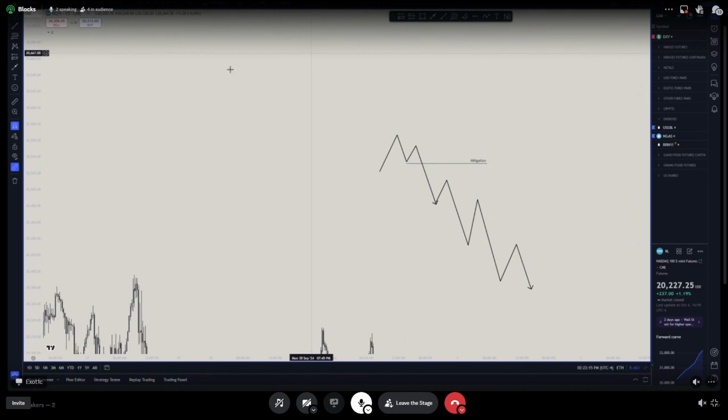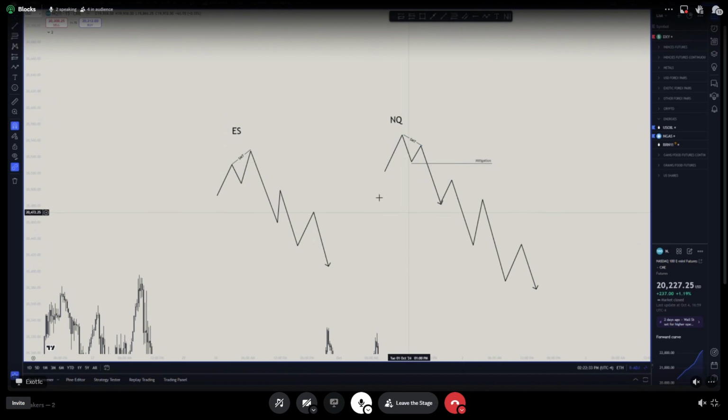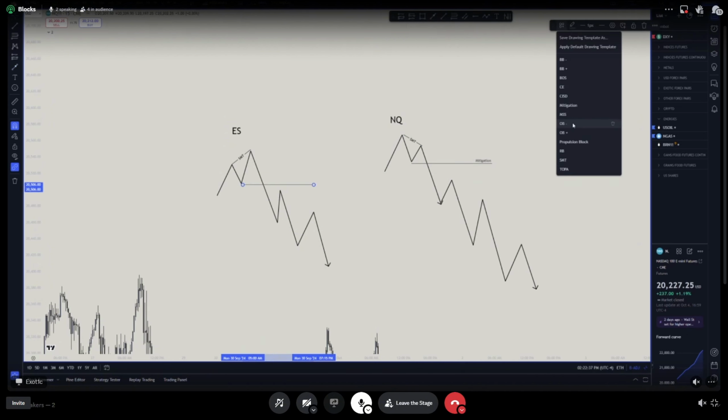If this is going to be NQ, I'm 100% looking for ES to do something like this, right? And create this SMT, create this discrepancy here before I'm like, okay, now I can consider this a valid mitigation block, and this is our reversal point to start going lower. Does that answer your question pretty good?